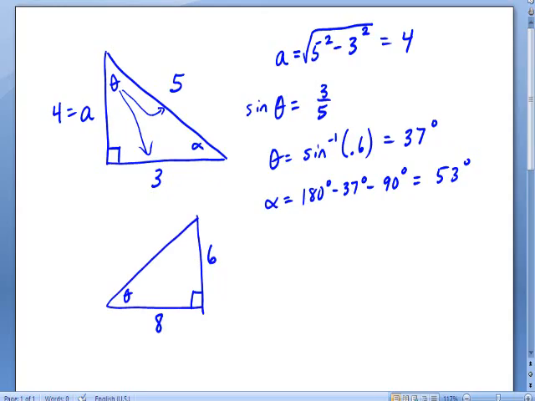Now, if we look at these two triangles, they're actually similar triangles. If we consider the fact that one of the sides, 3, was doubled to another side of 6, and the other leg of the triangle, 4, was doubled to the side length of 8, it makes sense that the angle measures should be the same, because if two triangles are similar to each other, they have the same angle measures in all three locations. So this makes a lot of sense.